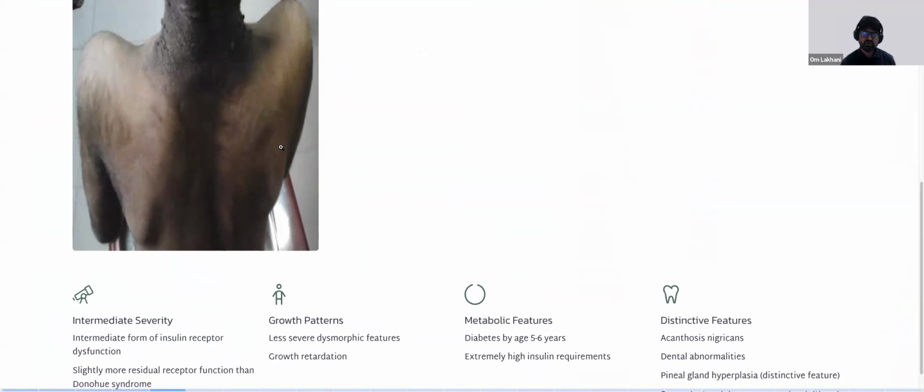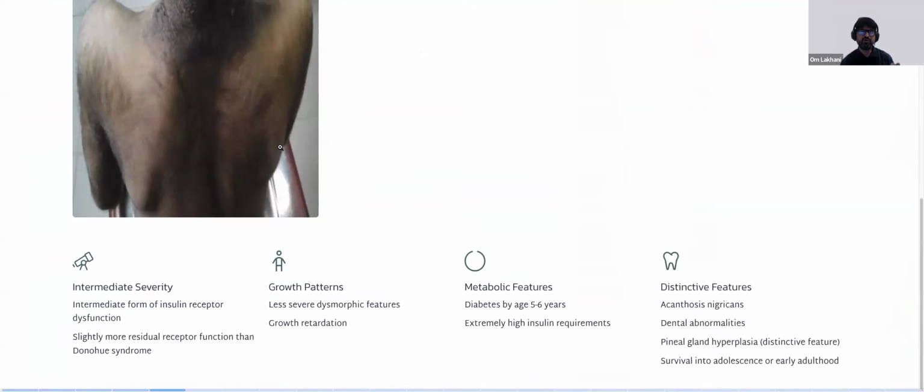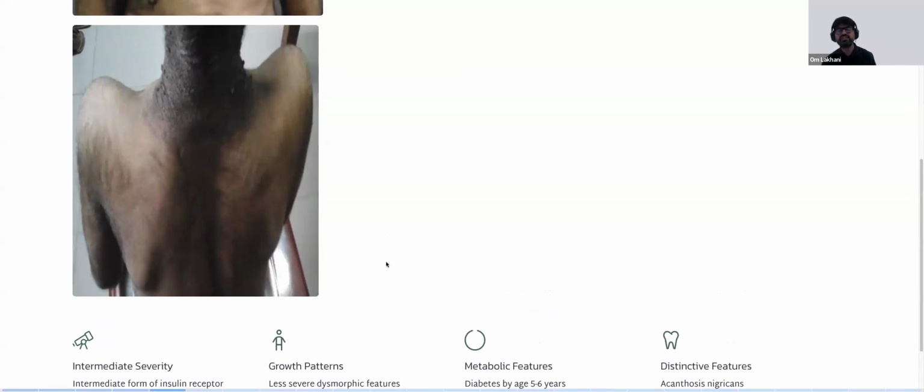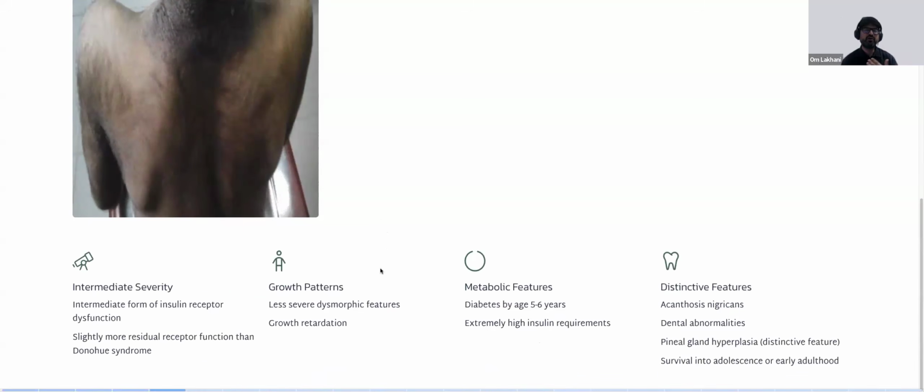Again, they tend to have growth retardation. Again, as we discussed, insulin has impact on growth. So they have some insulin receptors, but they're not completely absent. They generally tend to have metabolic clinical features. They start developing diabetes very early on, by 5 to 6 years of age. And when you try to treat this condition, it's very difficult to treat because the insulin requirements are very high, right? Very, very high insulin requirement.